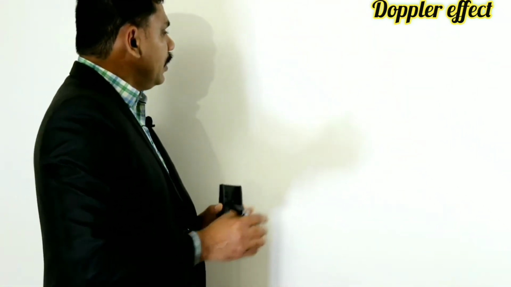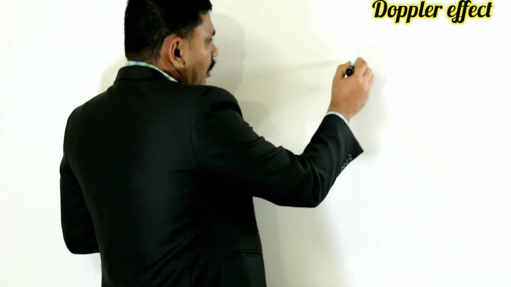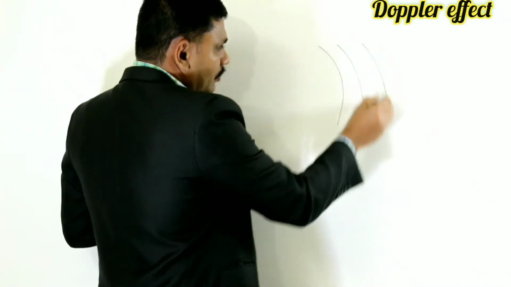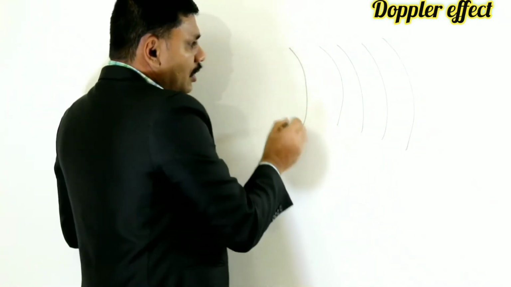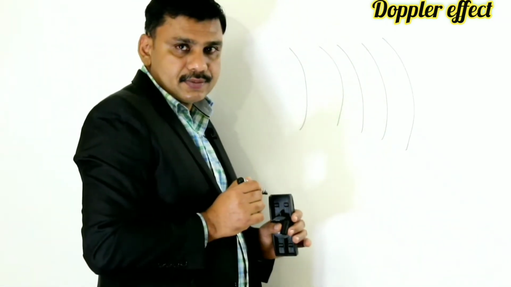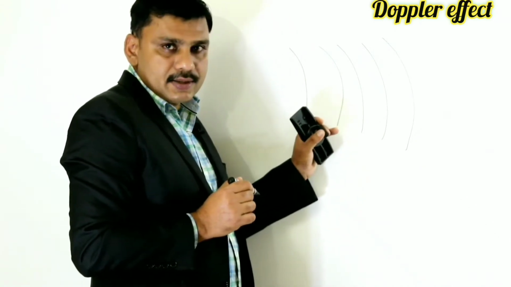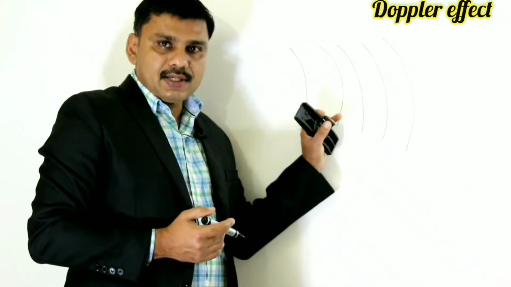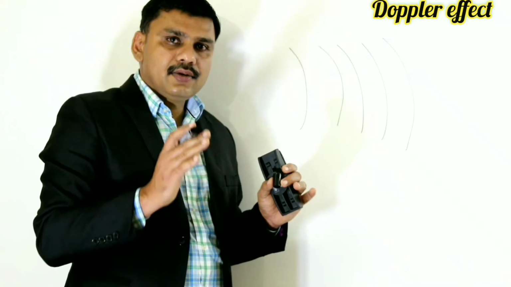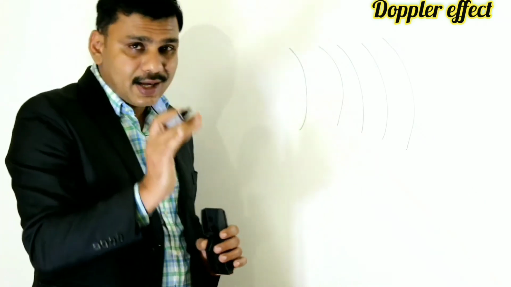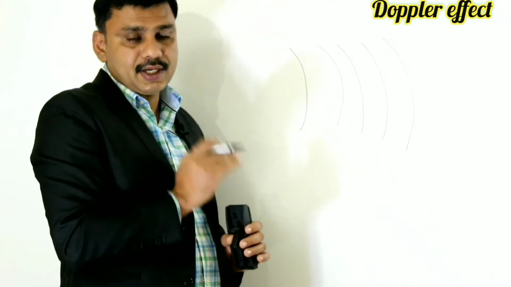Then in many of the questions, I saw diagrams like this. What is the meaning of this diagram? This diagram represents sound waves. This represents the listener and the source of sound. They are at rest. Listener and the source of sound are at rest, so there is no Doppler effect.